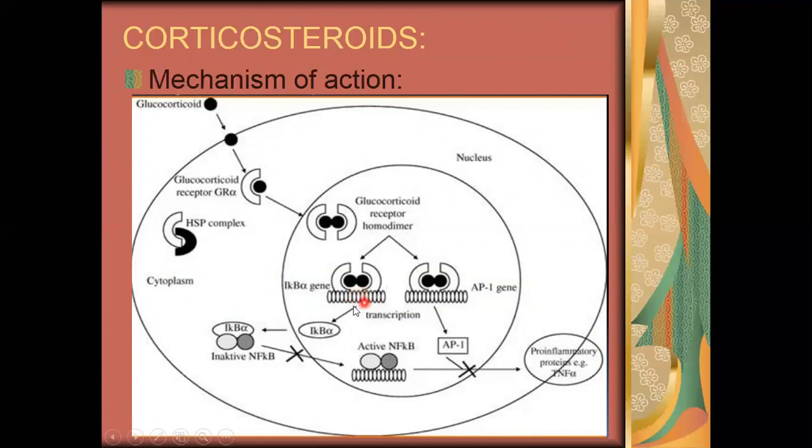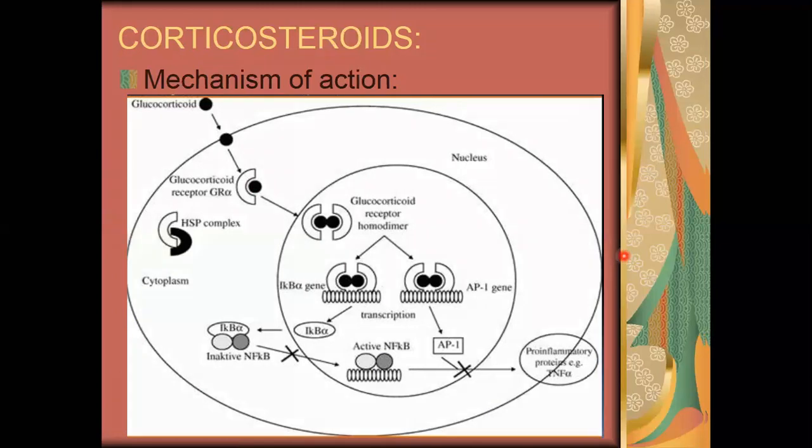Whenever it interacts with these corticosteroid responsive genes, that leads to either inhibition of transcription or inhibition of synthesis of proteins which form the pro-inflammatory and inflammatory mediators. So in this way they act as anti-asthmatic drugs by inhibiting the synthesis of pro-inflammatory and inflammatory mediators.